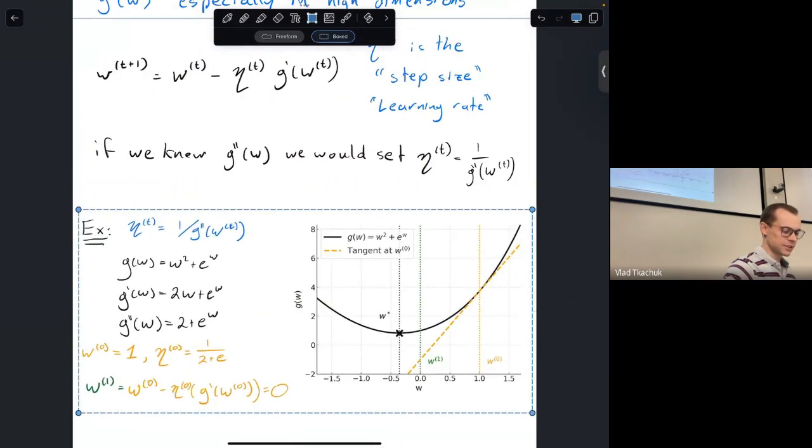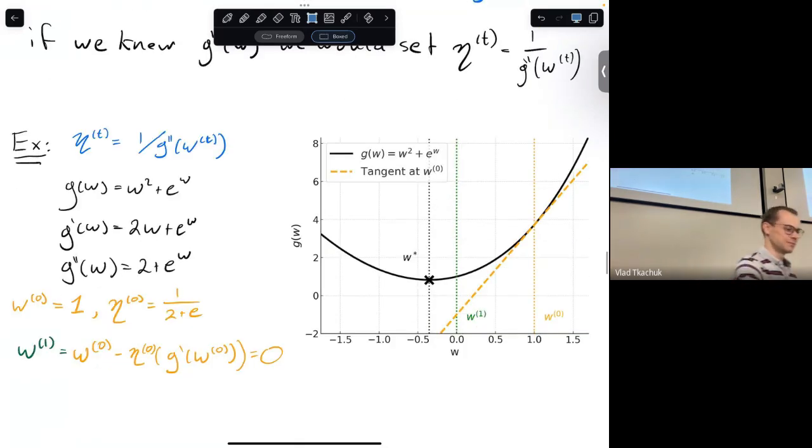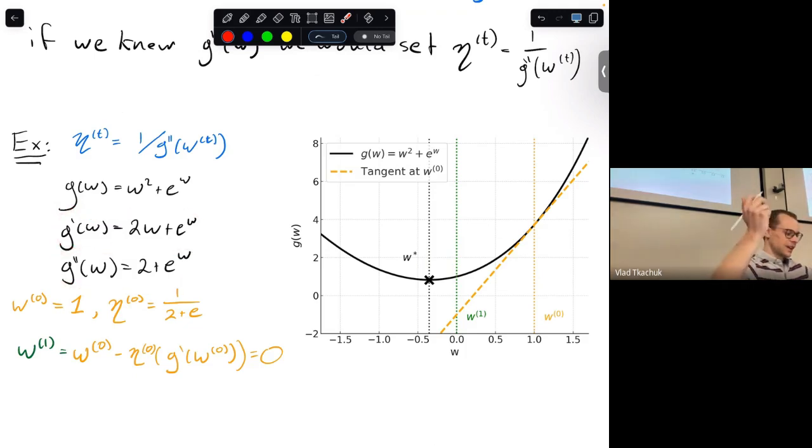So let's revisit the previous example, but think of it in a slightly different way. What do I mean by that? We have g of w, the same exact g of w. The black plot is the exact same thing. We're still trying to approximate this minimum, this minimizer, w star. We know the first derivative, the second derivative, and so on. And w naught is still exactly the same, it's 1.